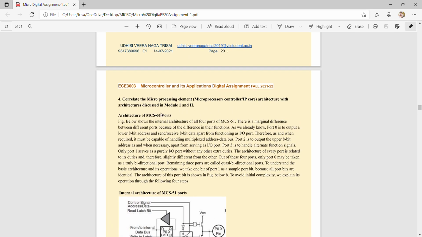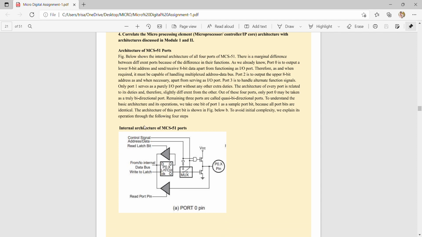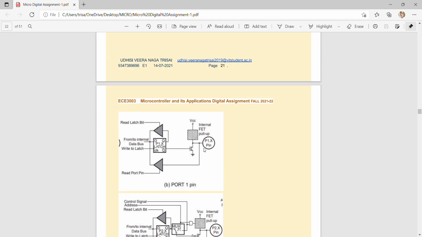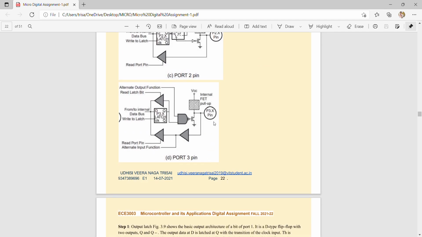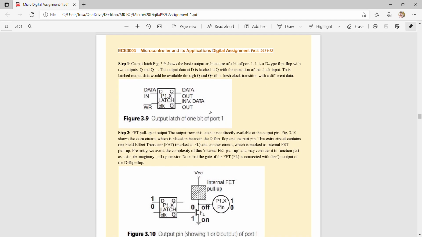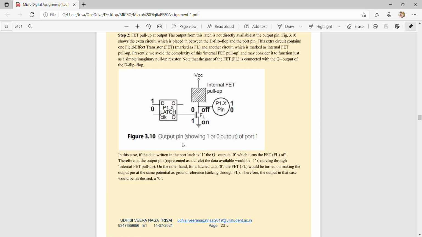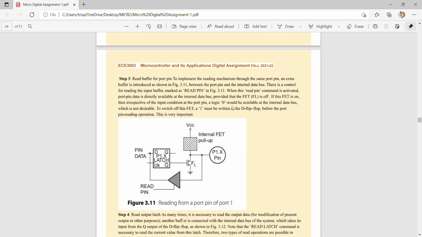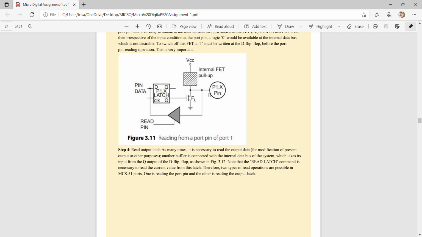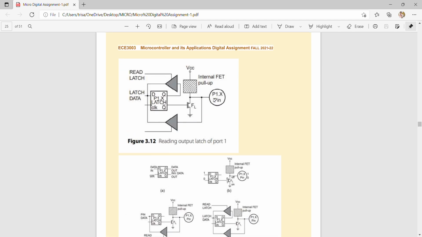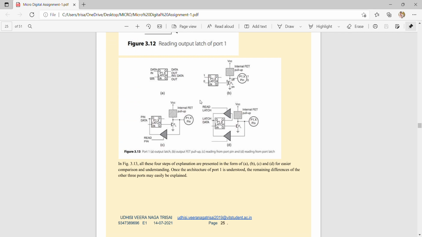This is the internal architecture. We connect the control signal, address and data, and then they go to the internal data bus, and here VCC will connect, and the pin 0 and pin 1 connect to the read port pin. This is the port 0 pin, and you can see this is the port 1 pin, and port 2 and port 3 pins. And this is the output latch of the 1 bit of data, and this diagram shows 1 or 0 at the output. You can observe here 1 0 1 0, and this is reading from the port pin of port 1, and this is port 1, same figure. And these are all the figures we discussed above.